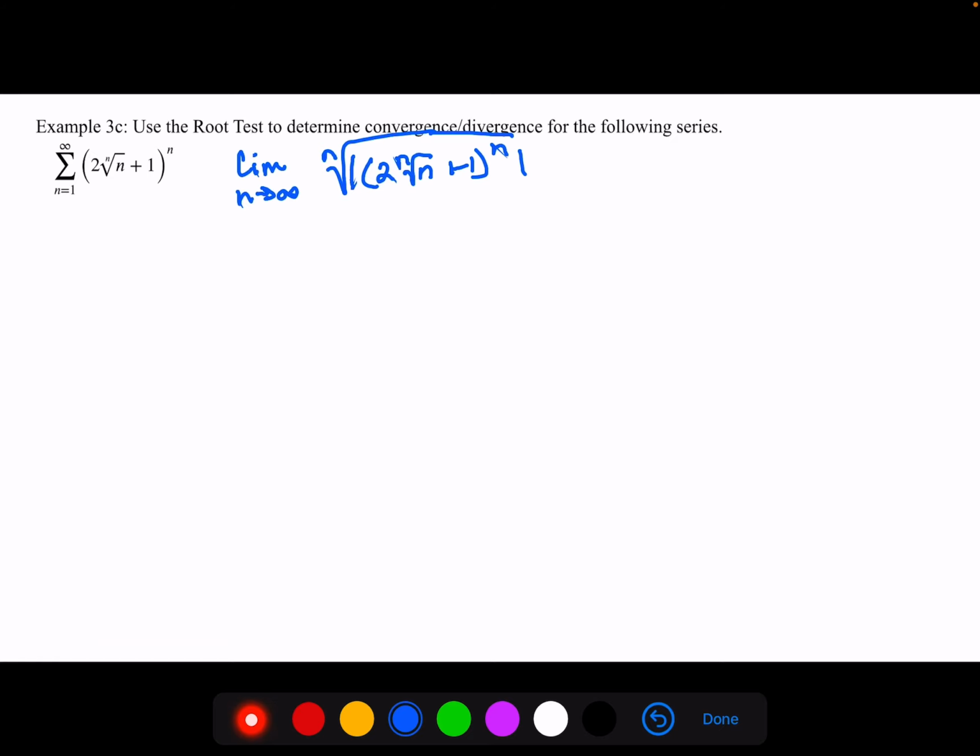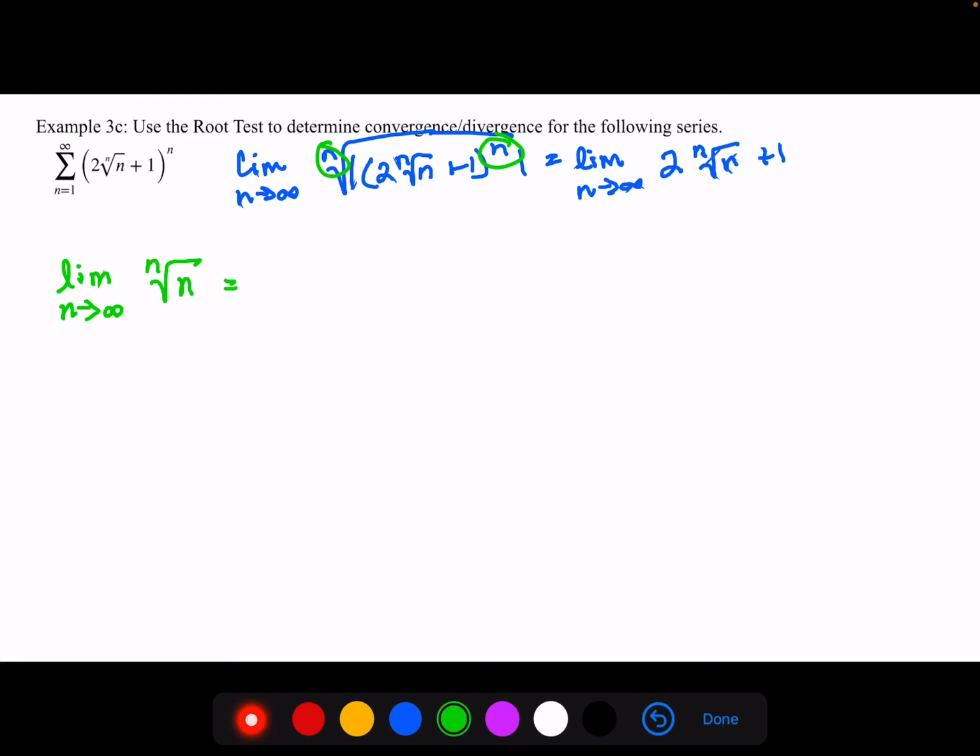Again, since all of these terms are positive, we can drop our absolute values. The nth root and the nth power will cancel, and we have the limit as n goes to infinity of 2 times the nth root of n plus 1. Let's take an aside and determine what the limit as n goes to infinity of the nth root of n is. And then we can substitute that in to evaluate our limit that we began with.